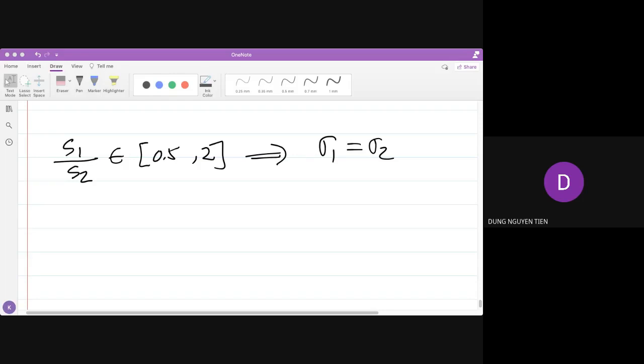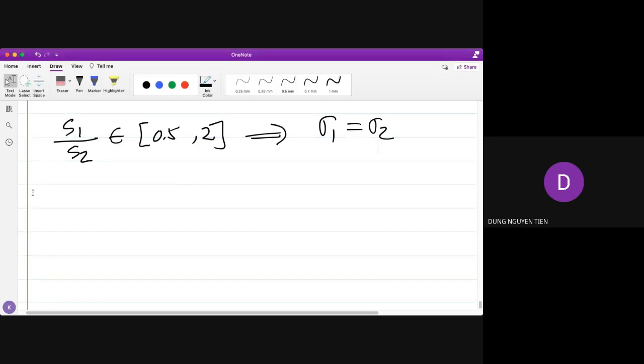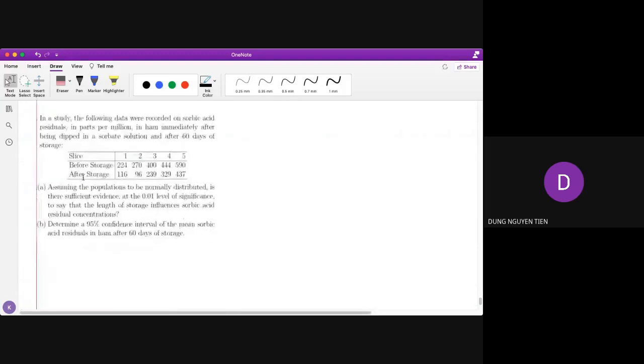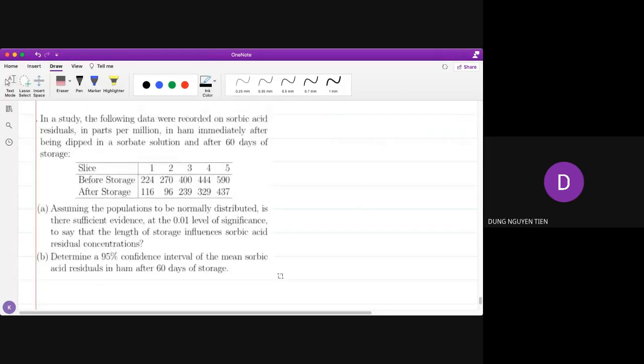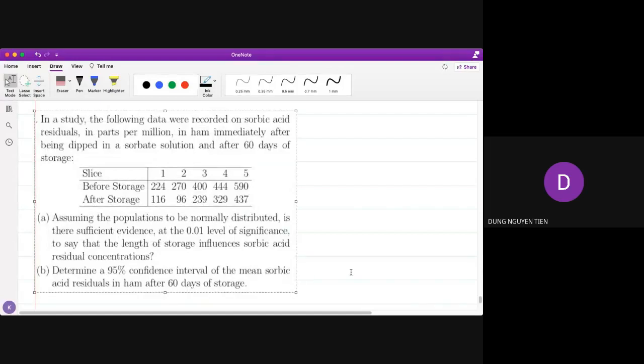Let's have a look at this problem, and please tell me the method you want to use to solve the problem. Okay, now please have a look at that and tell me the method you want to use in question A. Should I use ANOVA, regression, t-test, or z-test?